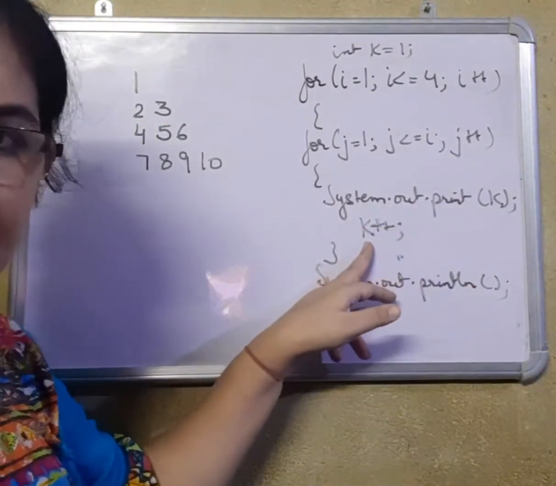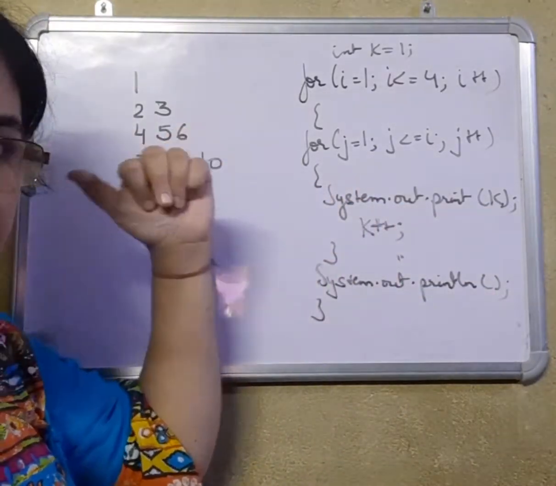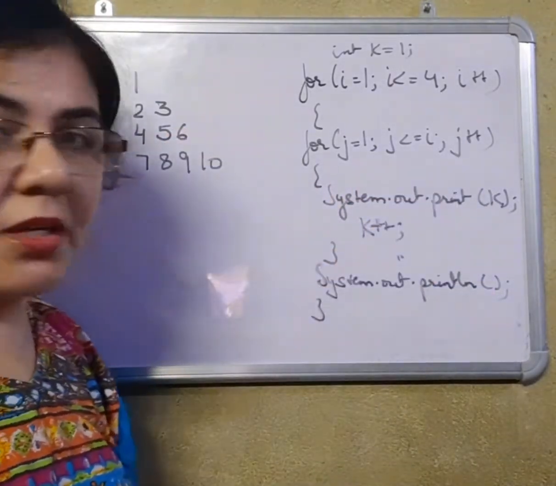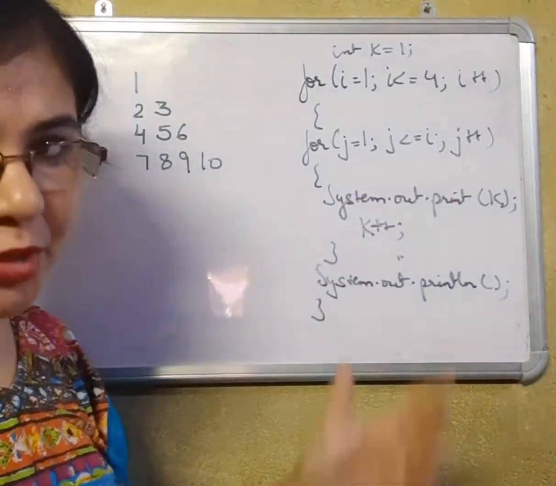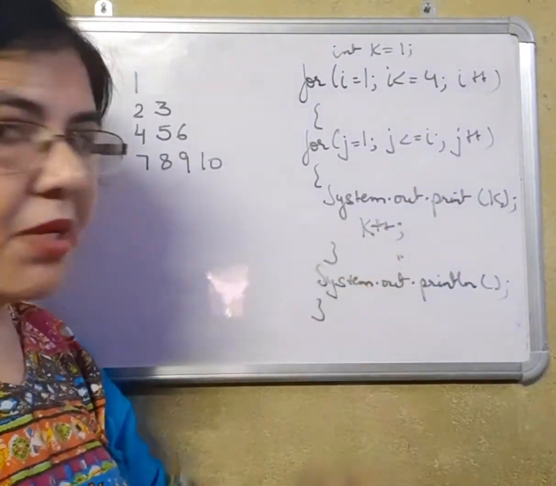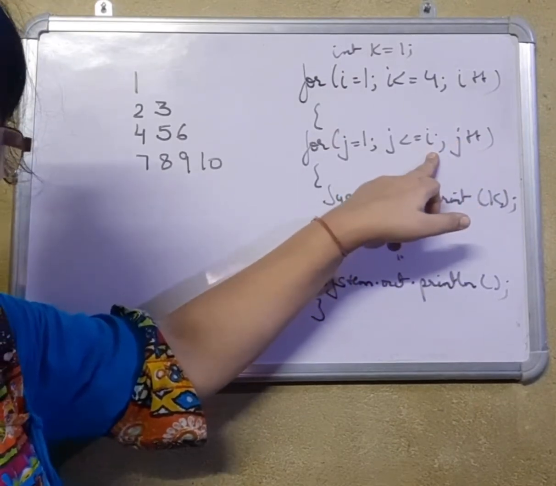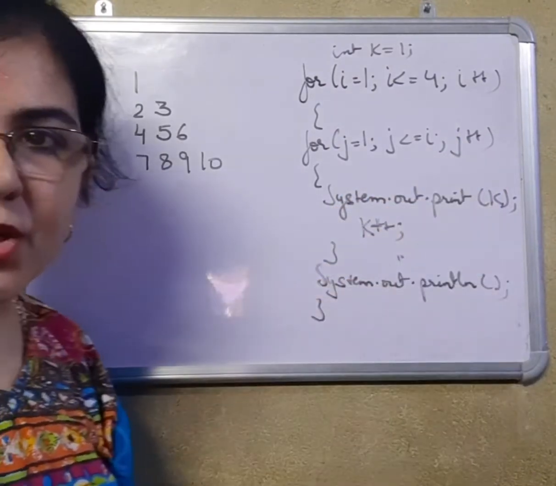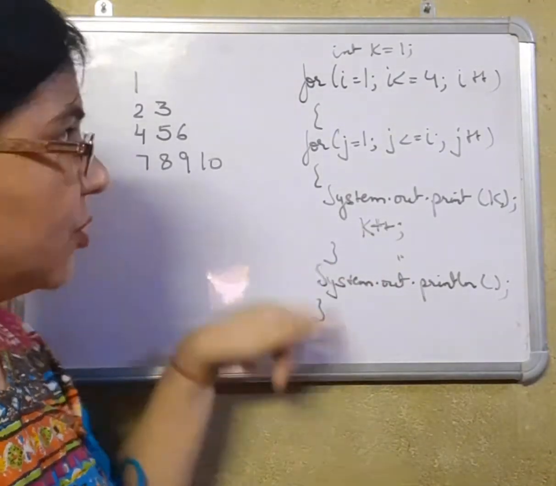What was the value of k that had incremented last time? 4. 4 will be printed. Then j will increment and it will become 2. 2 less than equal to 3. Yes. 5 will be printed because k had incremented as usual. After printing 5, k becomes 6. J will become 3. 3 less than equal to 3. Correct. What is the present value of k? 6. After that, it will become 7. This way it works.